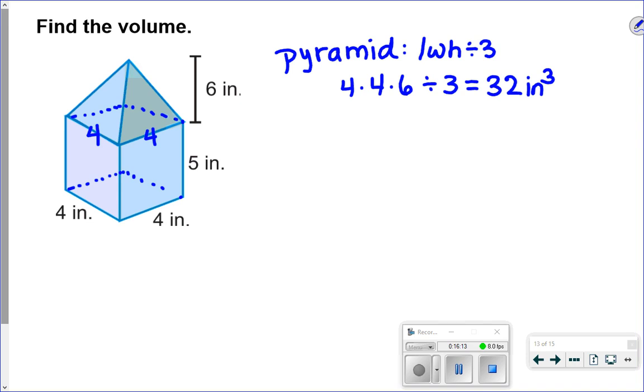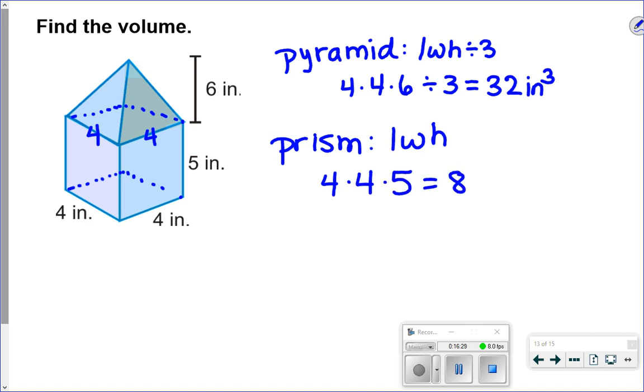Now I'm going to do my prism. Because it's a rectangular prism, I'm using that rectangular prism formula: length times width times height. When I look at my picture, I can see 4 times 4 times 5. When I multiply those together, I get a volume of 80 inches cubed. And then my last step is to add my two volumes together. So 32 plus 80, that's going to give me a total volume of 112 inches cubed.